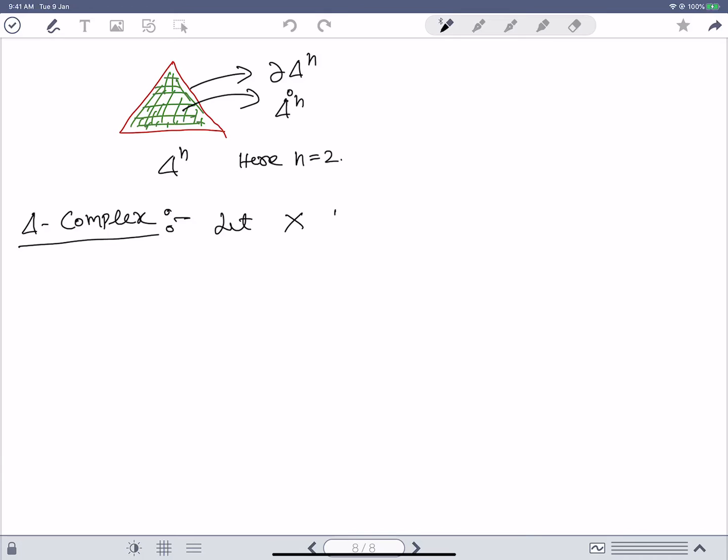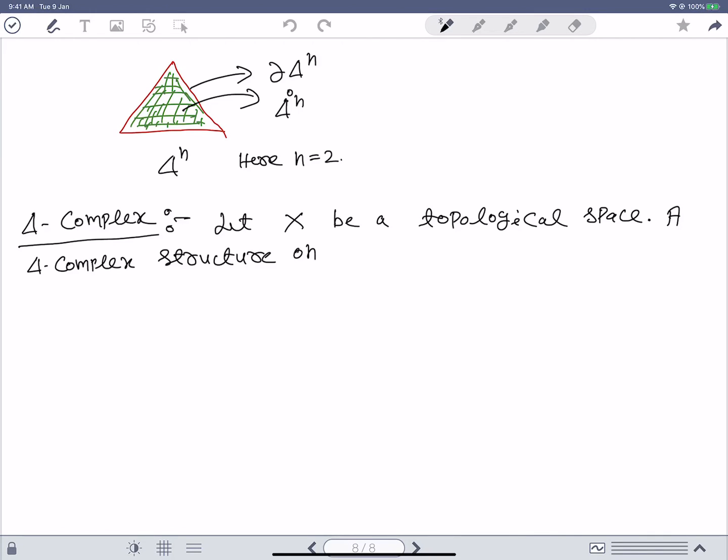So let X be a topological space. A delta complex structure on X is a collection of maps. We can write this map as sigma with upper script n and lower script alpha, from delta n to X. And we call this collection script X.